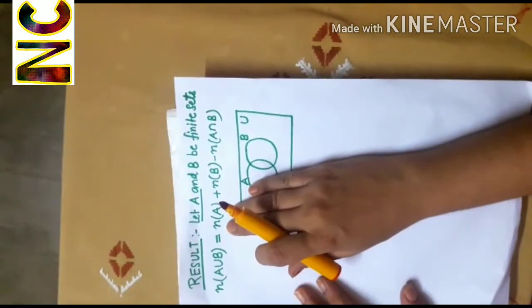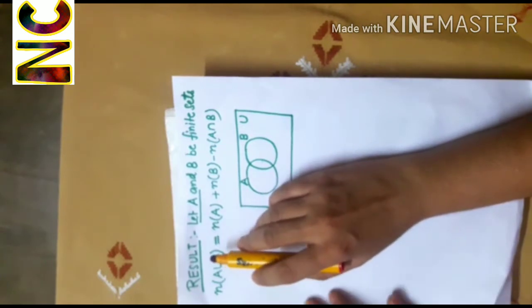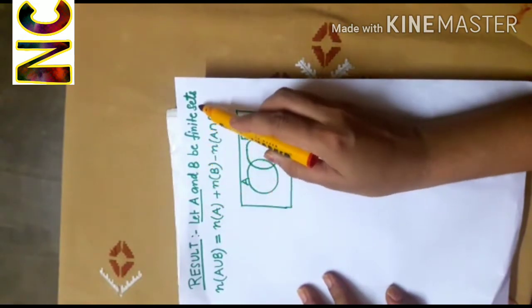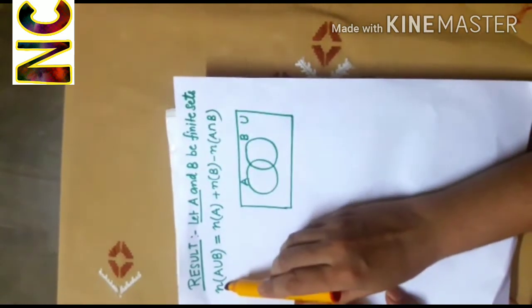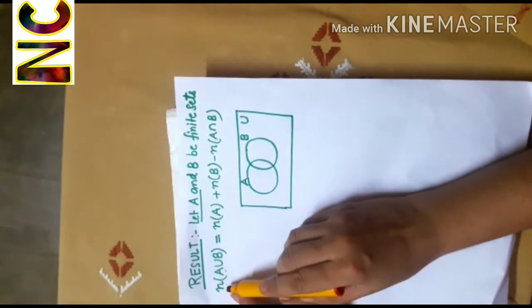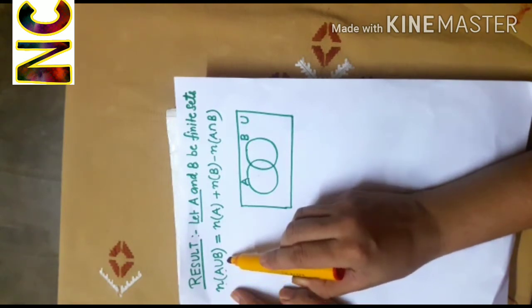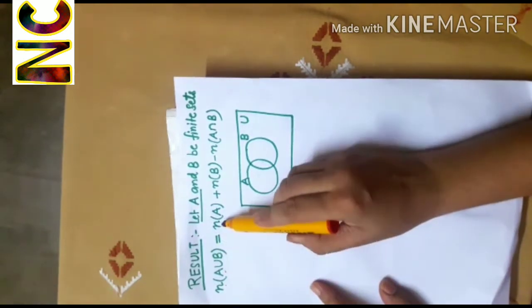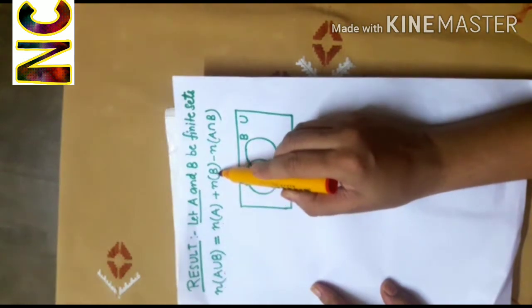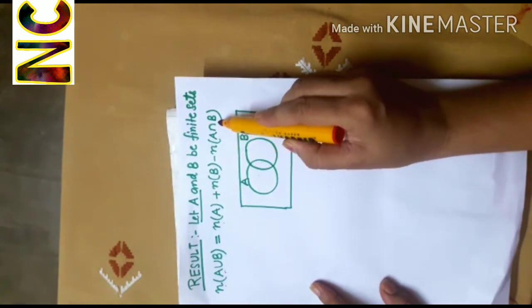Today we will discuss one result on the number of elements in a set. Let A and B be two finite sets. Then the number of elements in A union B, in this notation n stands for the number, and we read this as: number of elements in the set A union B is equal to number of elements in the set A plus number of elements in the set B minus number of elements in the set A intersection B.